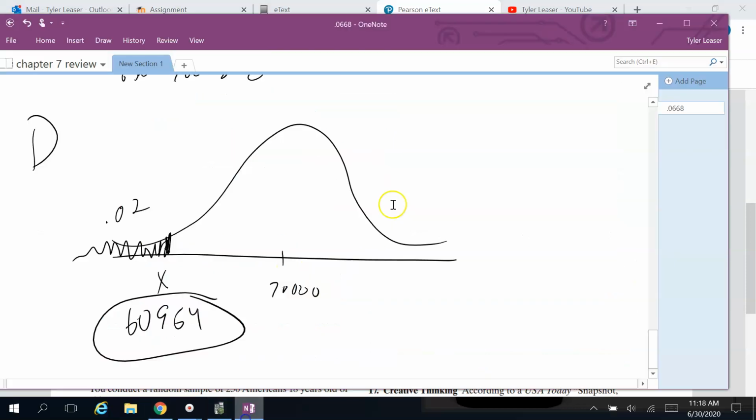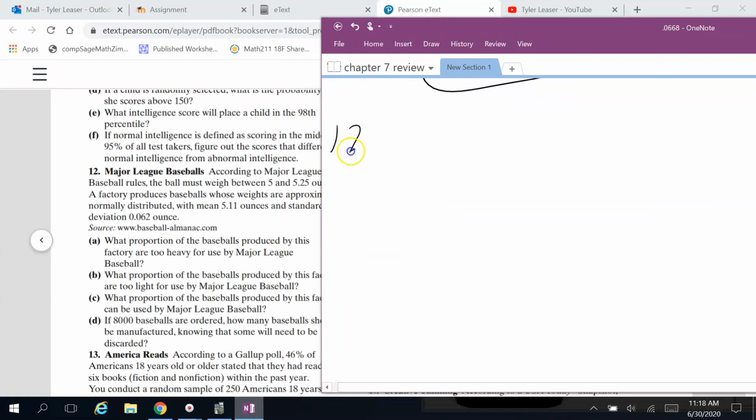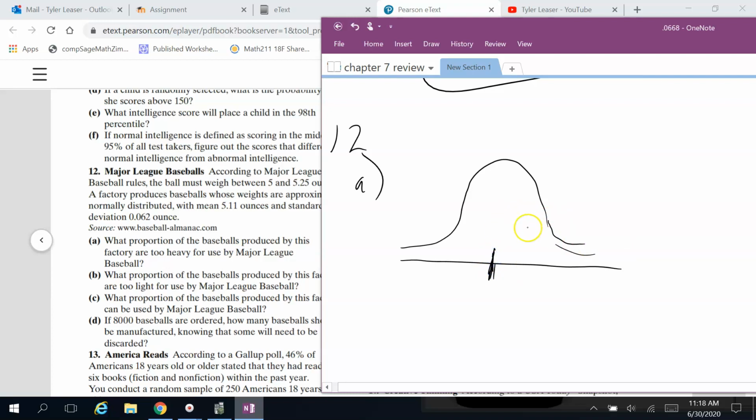Okay, so going back over to our notes here. This is question 12, part A. Again, it has everything we need for the normal distribution stuff. So we're going to draw our normal curve. This is the factory's baseball stuff. It has a mean of 5.11. That's what it sets to be the mean, with a standard deviation of 0.062. A ball is too heavy if it weighs more than 5.25.